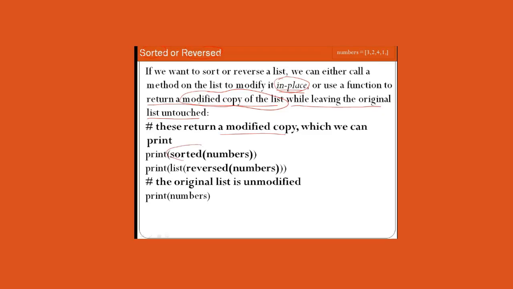So that's why we are using the term sorted, reversed, right? So they will return you the modified copy and the original will remain as such. When you try to print the original one, definitely you will be able to get the original as well, and this will give you the modified ones.